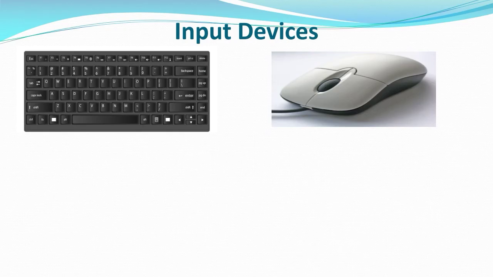Mouse. A mouse is used to point at a desired location or select an option on the computer screen. It is also used to drag and drop or draw something on the screen. Microphone. A microphone inputs sound data into a computer. It is used for recording sounds.